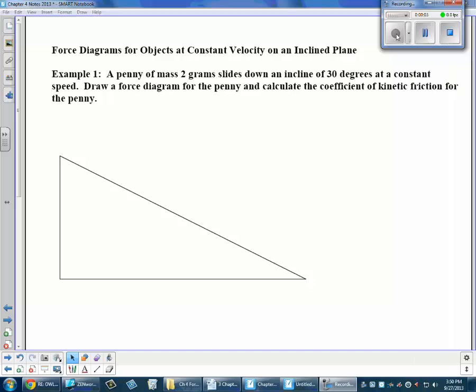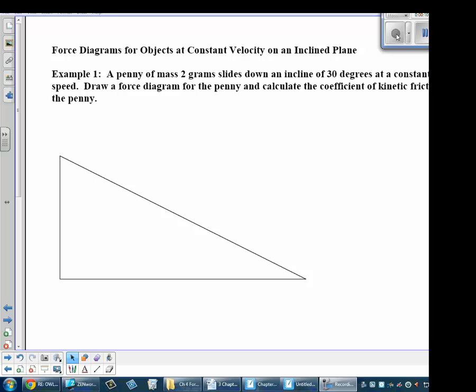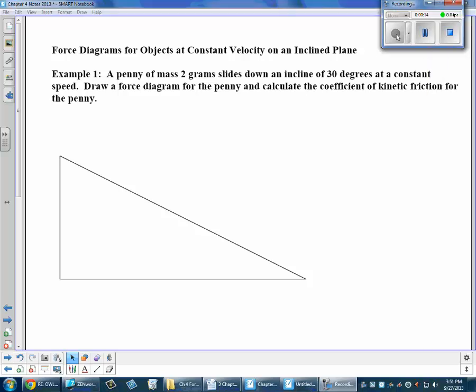This podcast in Chapter 4 will talk about force diagrams for objects at a constant velocity on an inclined plane. The first thing I'd like you to think about are some of the activities that we've done in class. In class, we will be exploring a fact about objects moving at a constant velocity, and that's this.